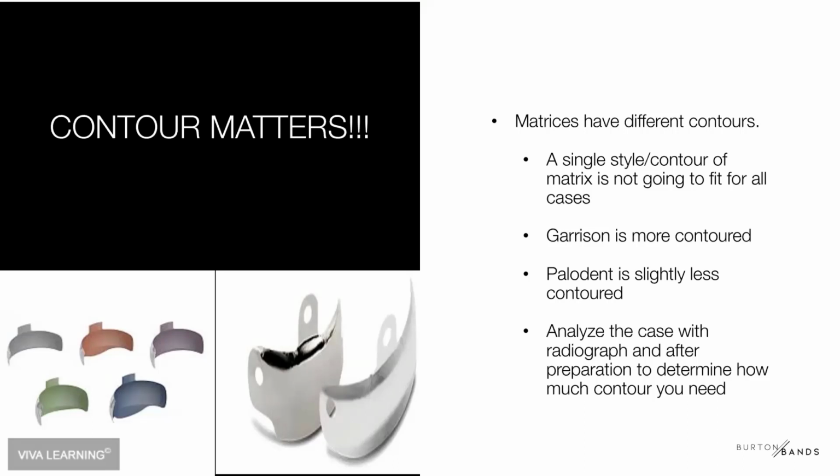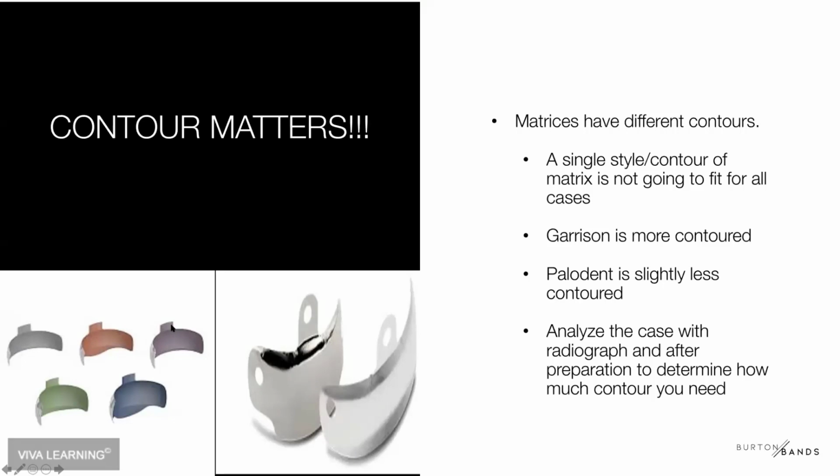So I keep 2 in my office. The original Palodents, which have a nice built-in marginal ridge but a flatter contour, and they're still contoured. They're beautiful, but they're not over contoured, and you can manipulate these into tight spaces. And then I keep the Garrison 3Ds, and these are great for example, like the open contact case I showed you earlier, where you have plenty of space to put this nicely contoured, nicely shaped matrix band in there.